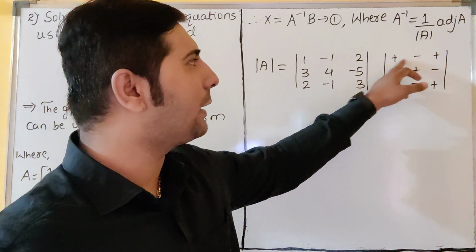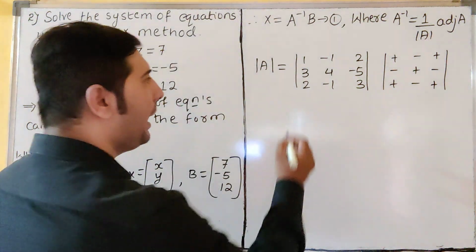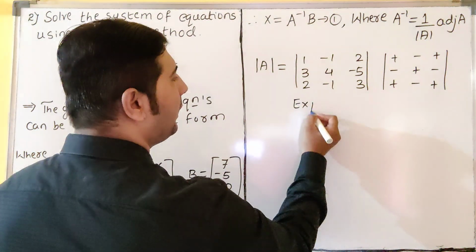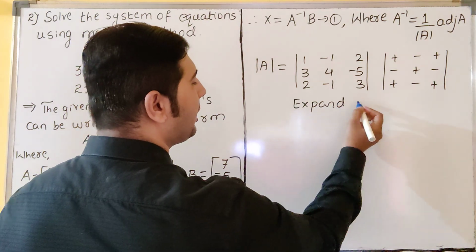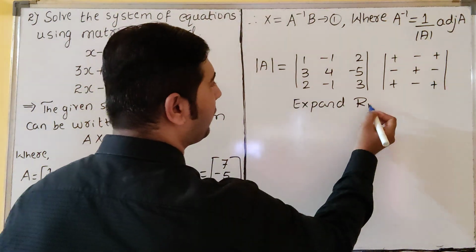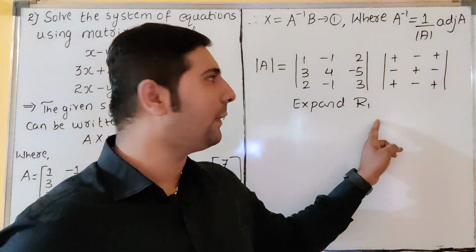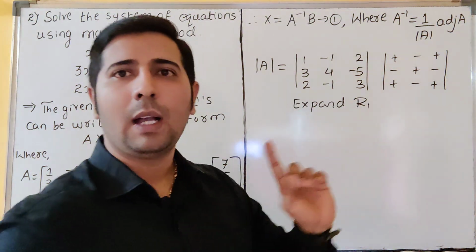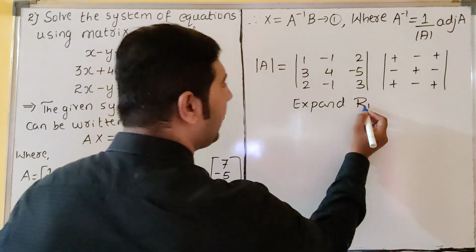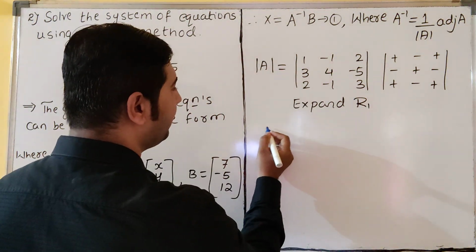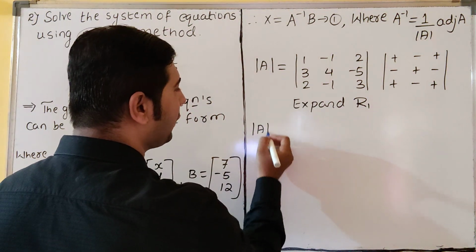Now see, I will expand row 1, dear students. In the previous video I had not written "expand", please write it there also. I missed it. Expand R1, you have to. I am expanding R1, dear students. So expand R1, and what will you get? See, determinant A is equal to.